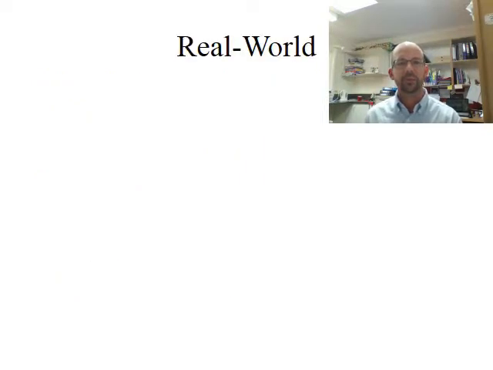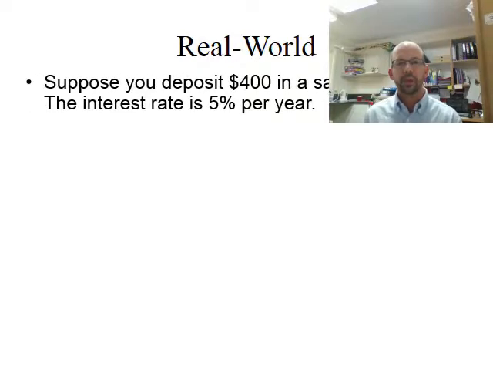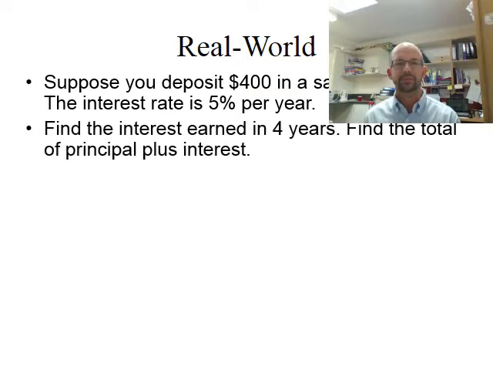In the real world, suppose that you deposit $400 in a savings account and the interest rate is 5% per year. Find the interest earned in 4 years. Find the total of principal plus interest.